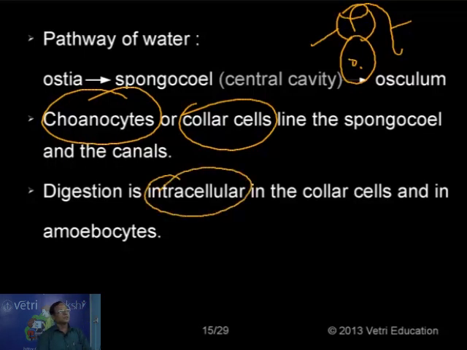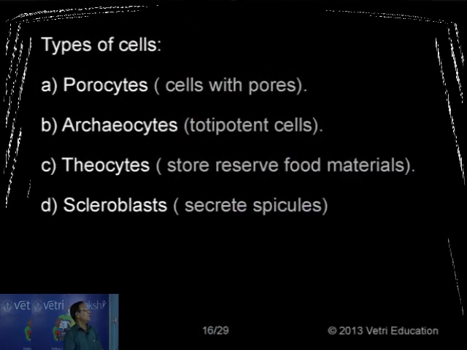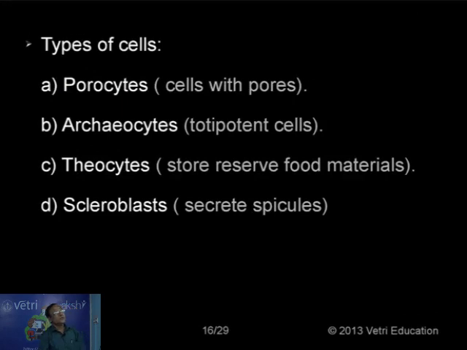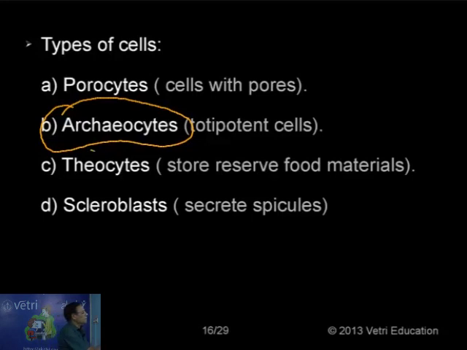That is in the collar cells, and in another type of cells called amoebocytes, the accessory ones. So we have different types of cells: the porocytes, the cells with the pores, and archaeocytes, which is very important. These cells are totipotent. Almost all the cell types have developed from these archaeocytes, hence they are called totipotent cells. Then after the preparation of food, you have the thesocytes, where the food material is stored.